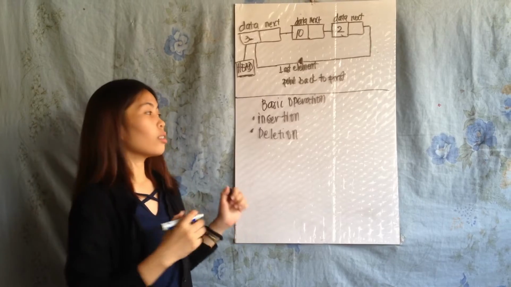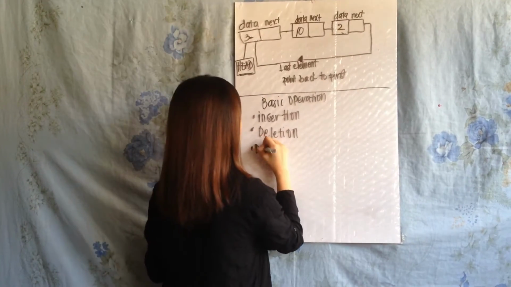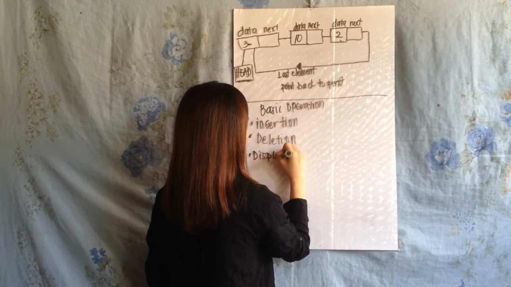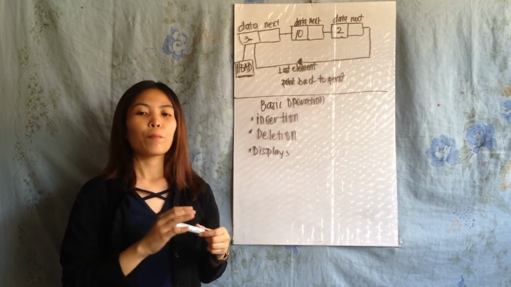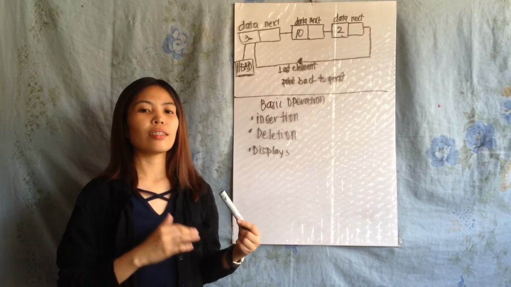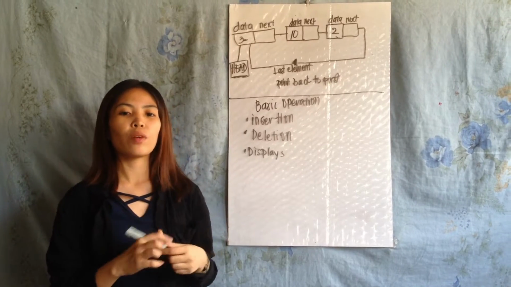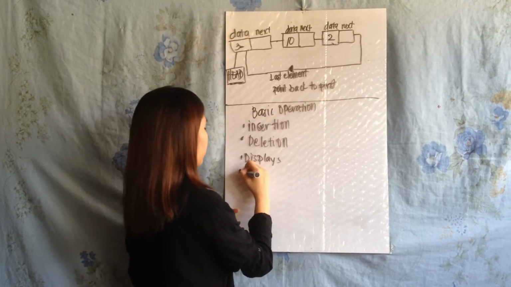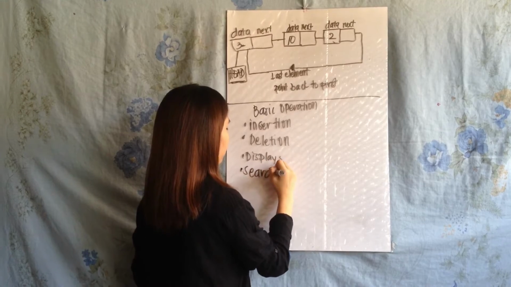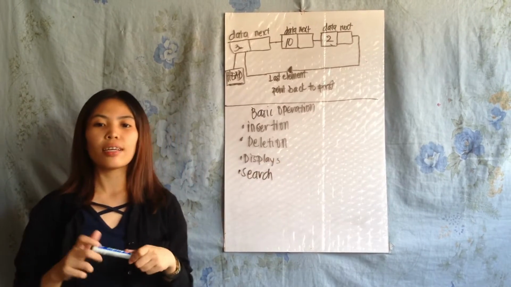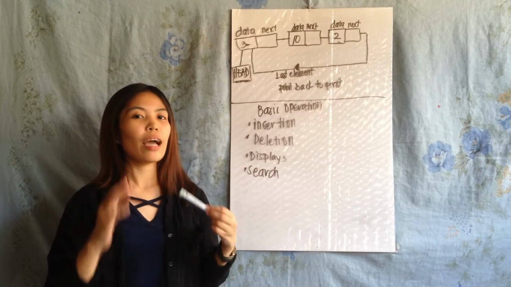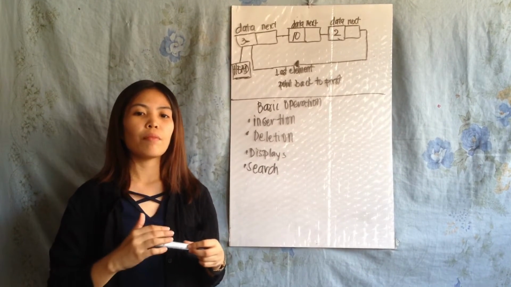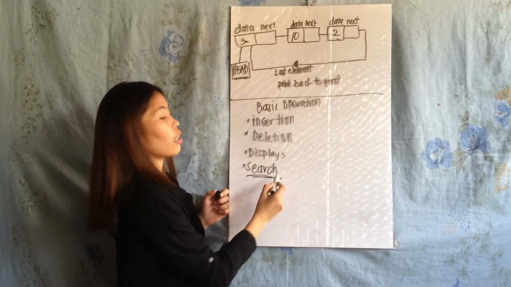Then, the third one is the display. So, display, ginagamit natin to para makita natin yung list. Then, the fourth one is the search. So, searches an element using the given key. So, yung search ginagamit natin para kung may hahanapin man tayong element, ito yung gagamitin natin.